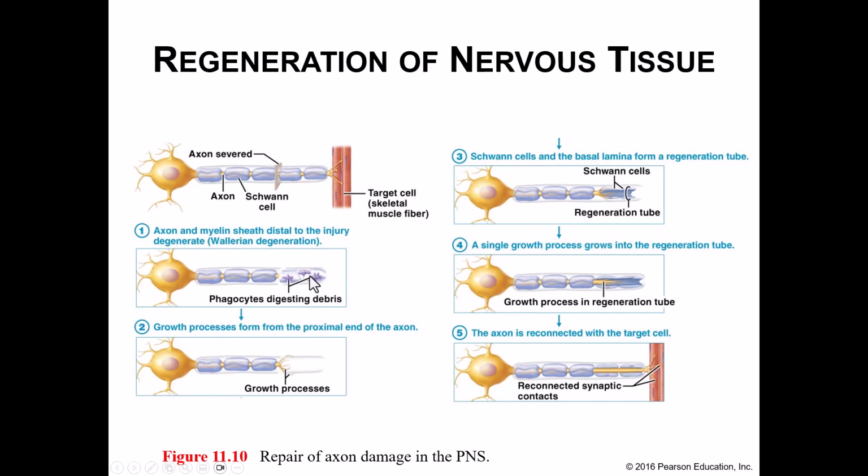And so destruction of the axon begins its healing with the cleaning up of the area by phagocytes. Then growth processes start coming off the end of the axon that is still connected to the cell body, so the proximal end of the axon. Then the Schwann cells come in and form a regeneration tube to help guide those endings to form a new axon. It grows into the regeneration tube until it reconnects with its target cell.